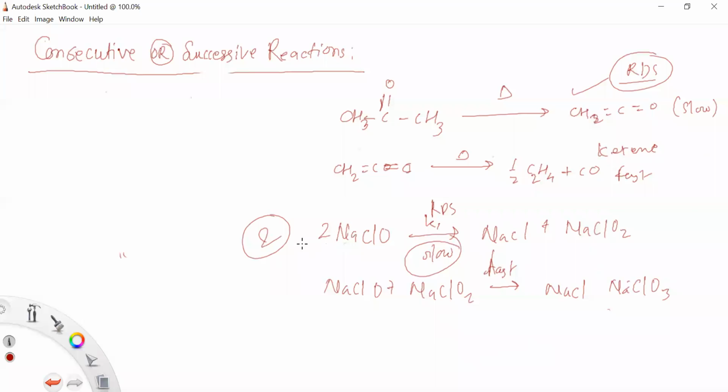So here there are two molecules, so if we want to write the rate law, how do we write it? Minus dC upon dt. dC means, your NaClO is equal to K into concentration of NaClO raised to power 2. So the exponent of this term is 2. So the order of reaction is 2. Order of reaction, it is 2. So this is all about the consecutive and the successive reactions.